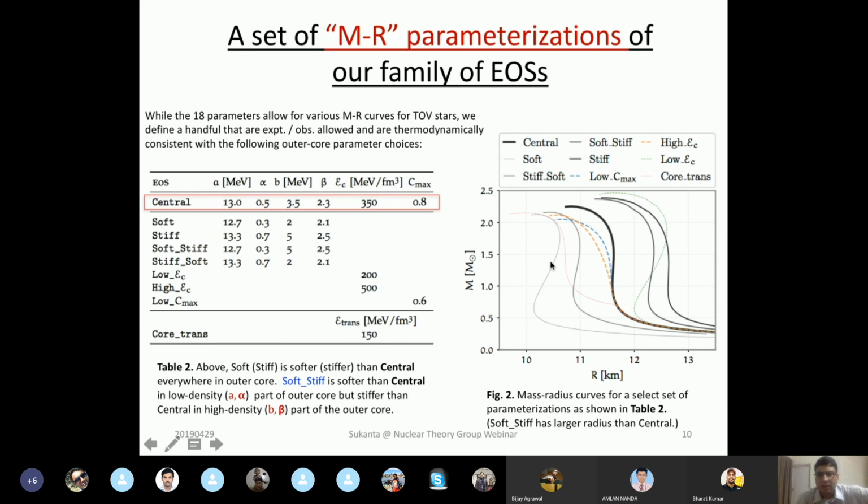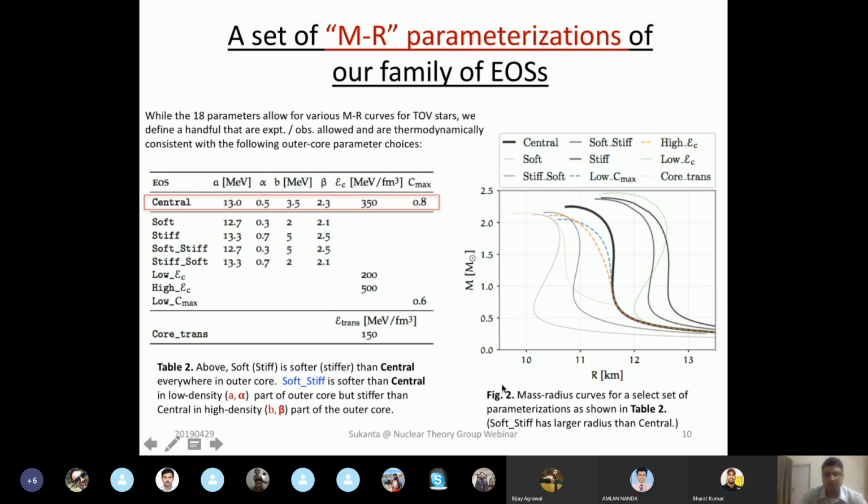So stiff-soft is basically this curve here, somewhat between the soft equation of state. Maybe, alternatively, we could have called this soft, because it is softer here as well as there, in the low and high density parts of the double polytrope. This is stiff-soft, this is central, this is soft-stiff, and then this is stiff, or just stiff. The rest depend on how we play with the parameters of the inner core.